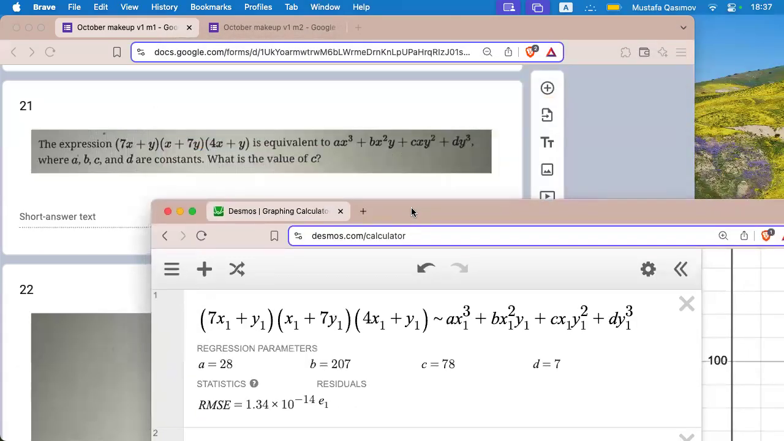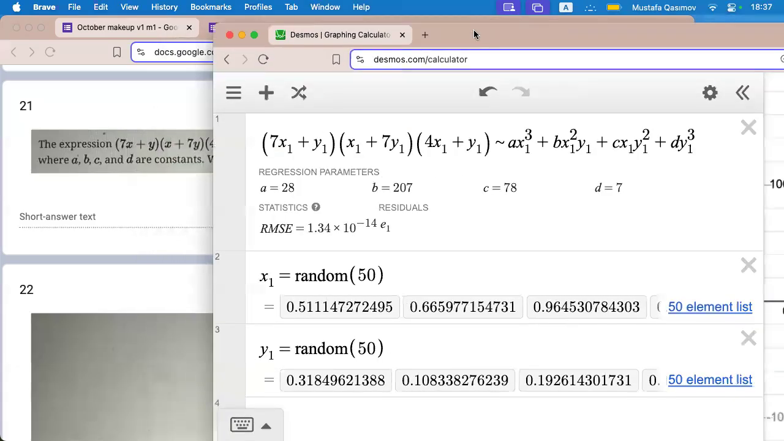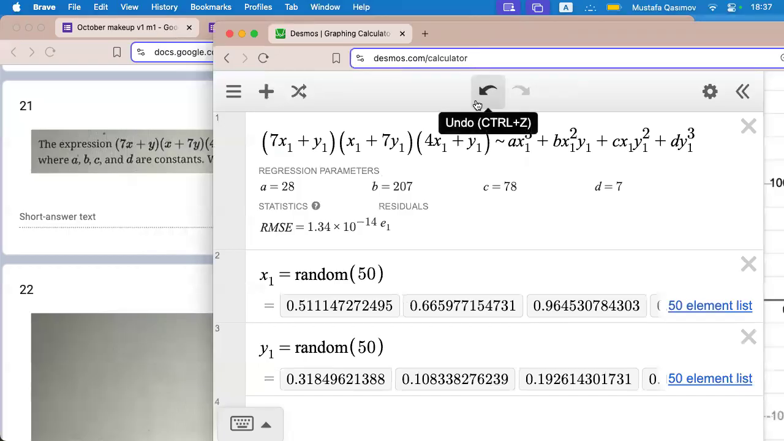A, B, C, D are constants, so we don't need to write A is equal to something or B is equal to something, because each of them has only one value.